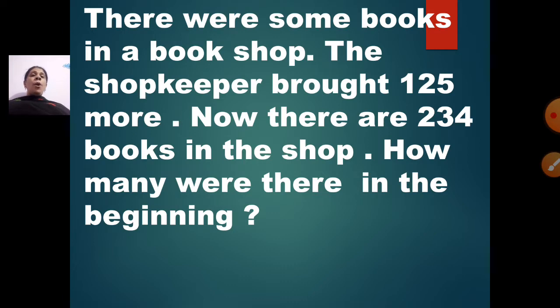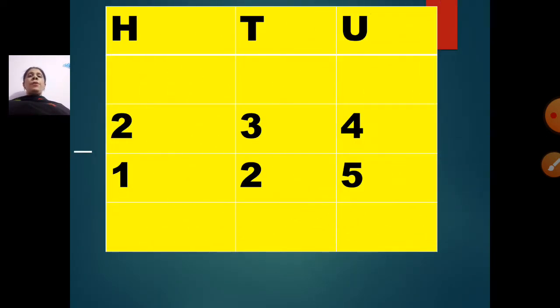What were the some books in a bookshop? What was the amount of that? Some books, we have to find that out. So for that, we are going to make a column of HTU, that is hundreds, tens and units. And we will arrange the numbers according to their place value. After arranging the numbers, what you are going to write is books. It is the total books.